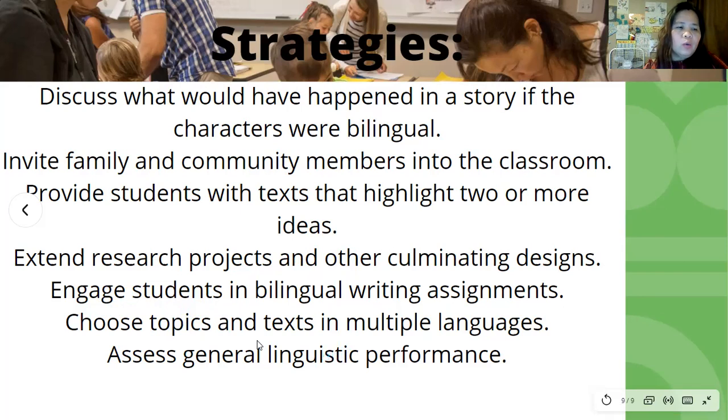Engage students in bilingual writing assignments that have a social justice focus, such as letter writing, blogging, or newspaper article writing. Choose topics and texts in multiple languages that give voice to groups that are commonly silenced or left out of the traditional curriculum. And the last, assess general linguistic performance as well as language-specific performance while encouraging students to leverage their entire language repertoire.